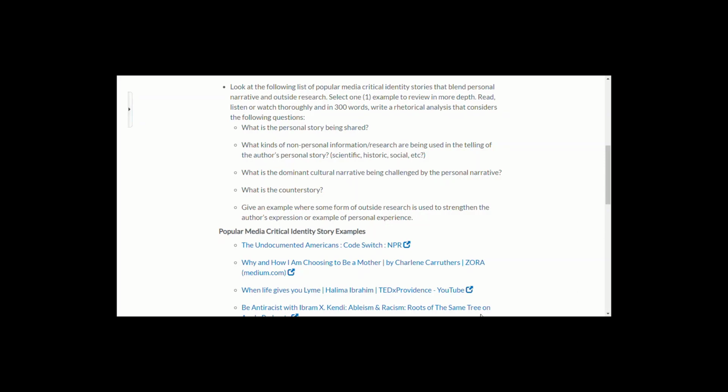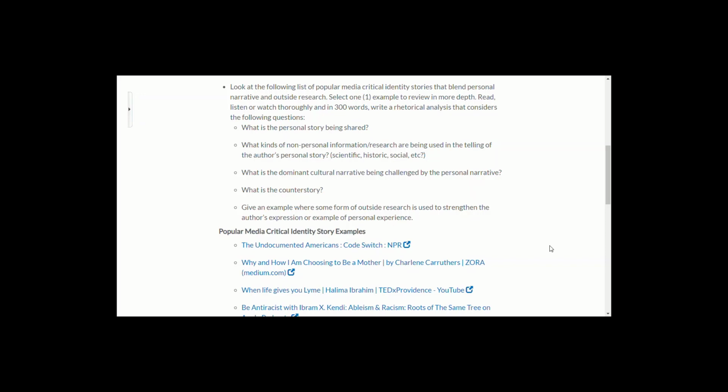You're being asked to choose one of these examples to look at. They're an example of a critical identity story, and you're going to be doing a rhetorical analysis of them. So you're going to read or listen or watch carefully, and then you're going to write in 300 words a rhetorical analysis. Here are the questions that you need to address.